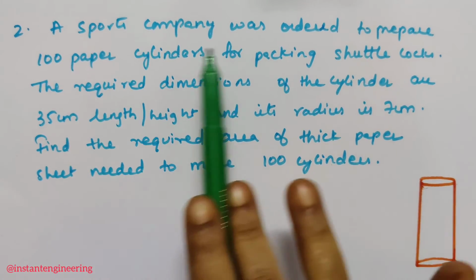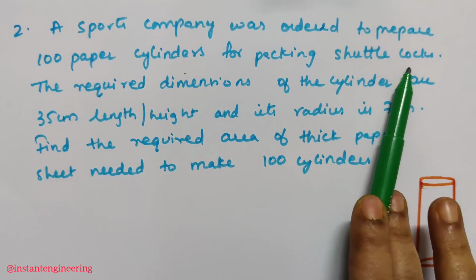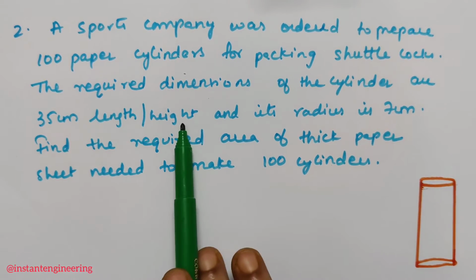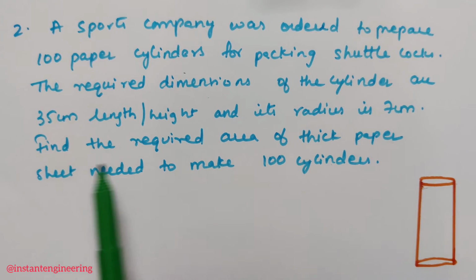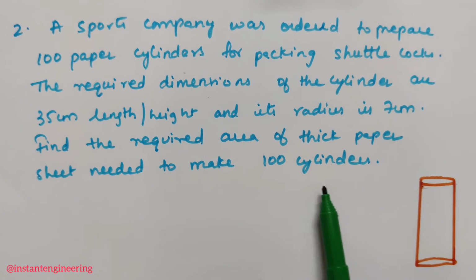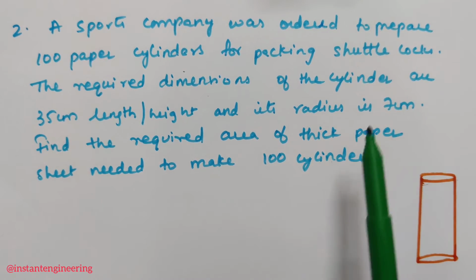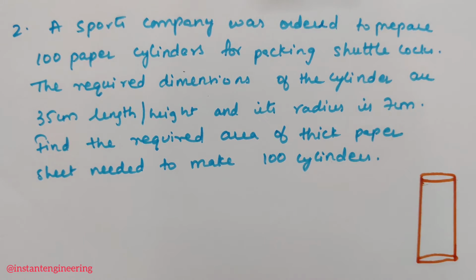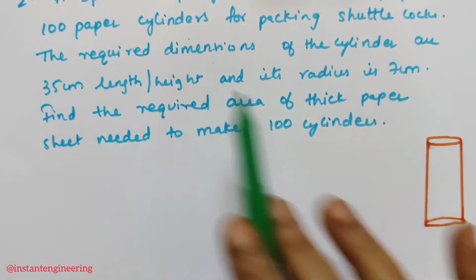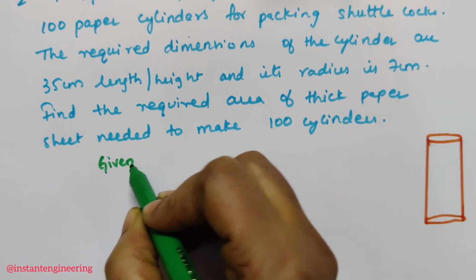A sports company was ordered to prepare 100 paper cylinders for packing shuttlecocks. The required dimensions of the cylinder are 35 centimeters in length and height, and its radius should be 7 centimeters. Find the required area of the thick paper sheet needed to make 100 cylinders. He is asking how much paper is required to make these shuttlecock cylinders. First I start by writing the given conditions. He gave a cylinder, so I have drawn the cylinder first.